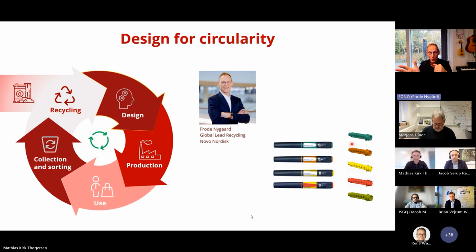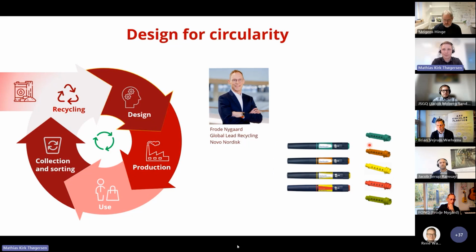But it's not easy, because everybody has legacy devices. All devices currently on the market are different, with colors and additives and you name it. So that's complexity. Yes, it is really complex.